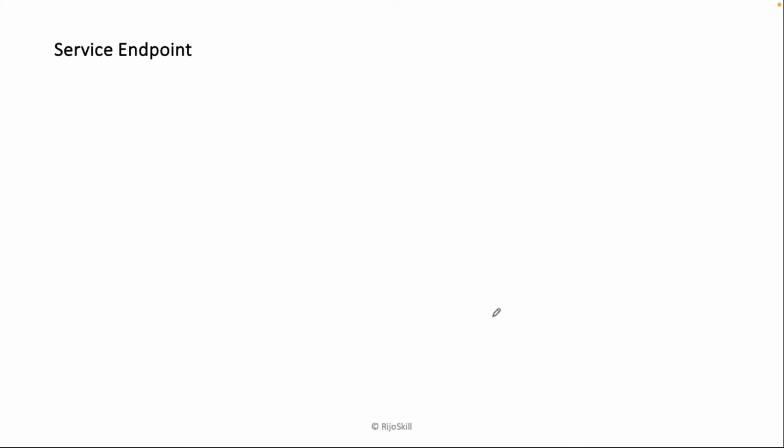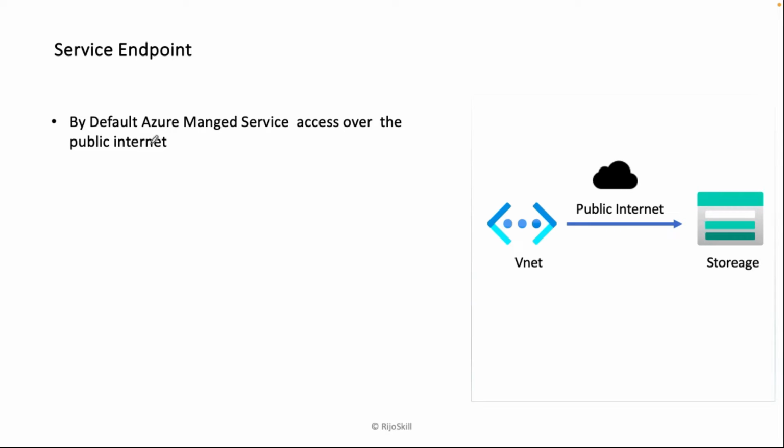So what is the Service Endpoint concept? By default, Azure managed services are accessed over the public internet. For example, a storage account or Cosmos DB, every Azure service is publicly connected to the Azure resource. So here I will describe one small diagram. Your virtual network needs to connect to the storage account. How are we connected? Through the public internet.